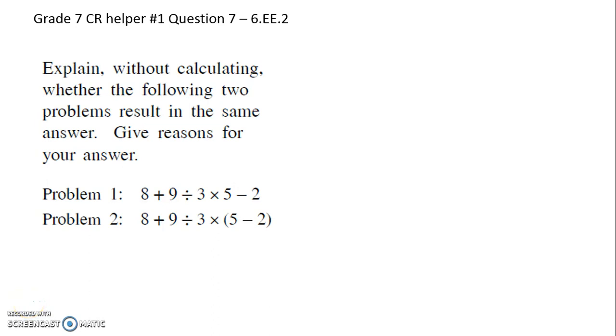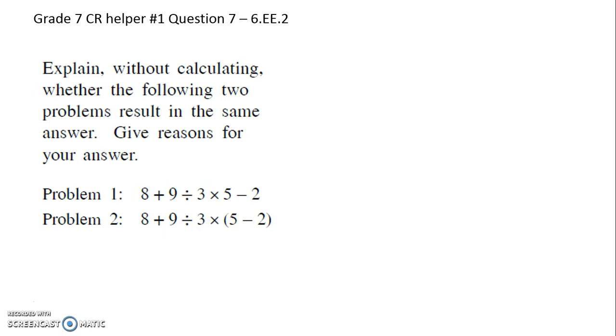Okay, so this problem is to help you with number 7 on CR number 1. It says explain without calculating whether the following 2 problems result in the same answer. Give reasons for your answer. So the first problem says 8 plus 9 divided by 3 times 5 minus 2. And the next one says 8 plus 9 divided by 3 times the quantity 5 minus 2. So the whole point of this problem is to see whether or not you understand your order of operations.